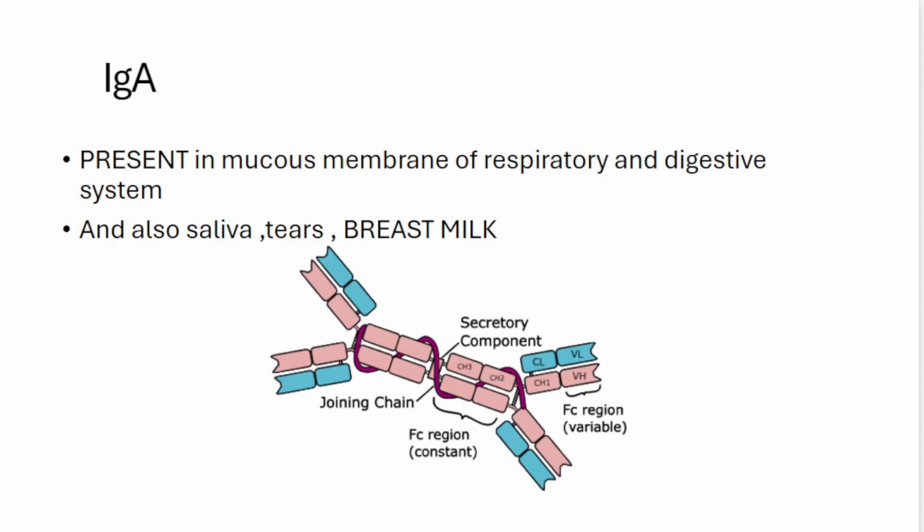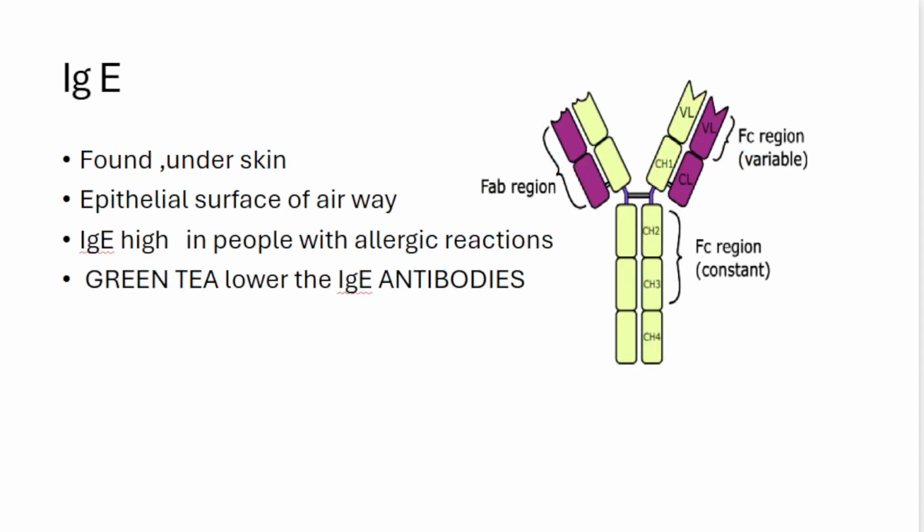Next we will move on to IgE. IgE is found under the skin and on epithelial surfaces of the airways, and IgE is high in people with allergic reactions. If they ask which immunoglobulin is higher in allergic reactions, IgE is higher in allergic reaction patients. If we drink green tea, it will lower the IgE antibodies in our body.